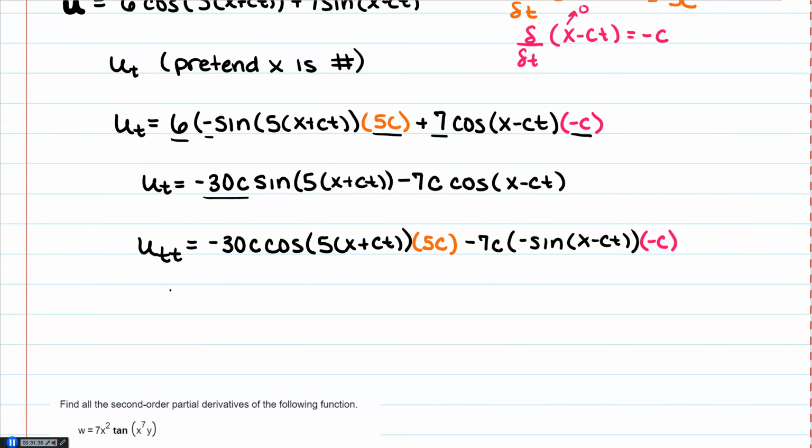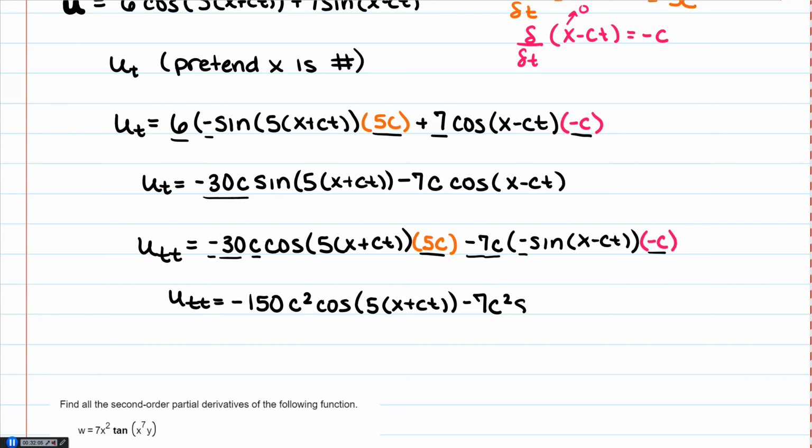So now, let's just clean this up. U sub tt equals negative 30c times 5c, so that's negative 150c squared times the cosine of (5x plus ct), and then minus 7c times minus c makes minus 7c squared sine of (x minus ct).